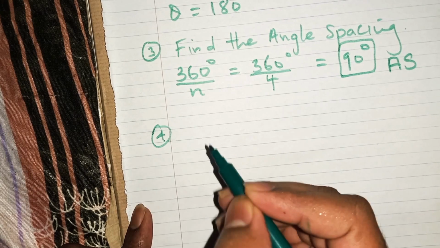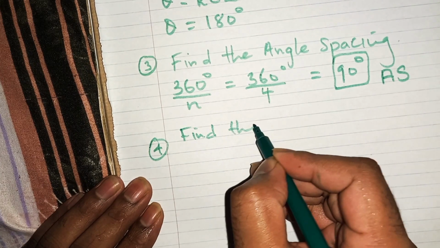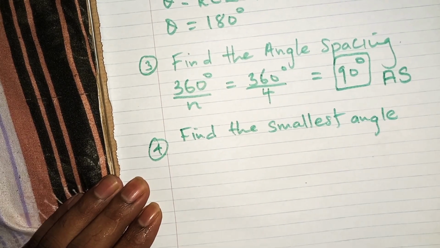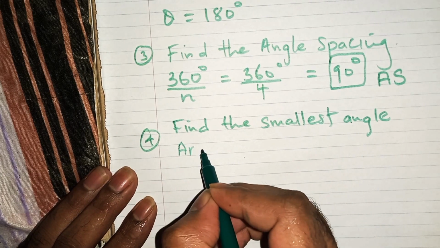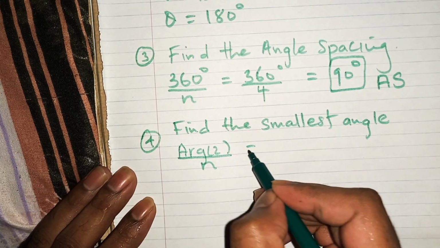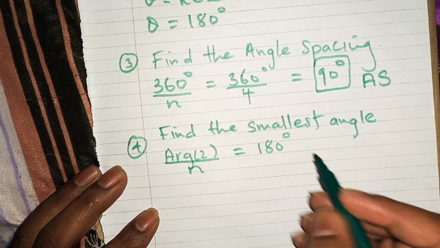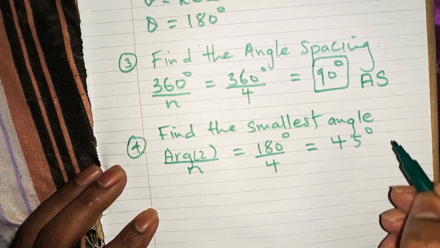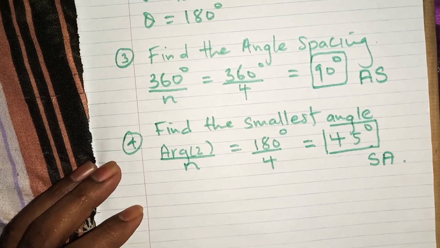Okay, let's move on. Number 4. Now the fourth step is we have to find the smallest angle. So how will we do this? We will take the argument of z and divide by n. The argument of z we found was 180 degrees, so it will be 180 degrees divided by 4, and 180 divided by 4 is 45 degrees. So this is our smallest angle, so we'll say SA, smallest angle.